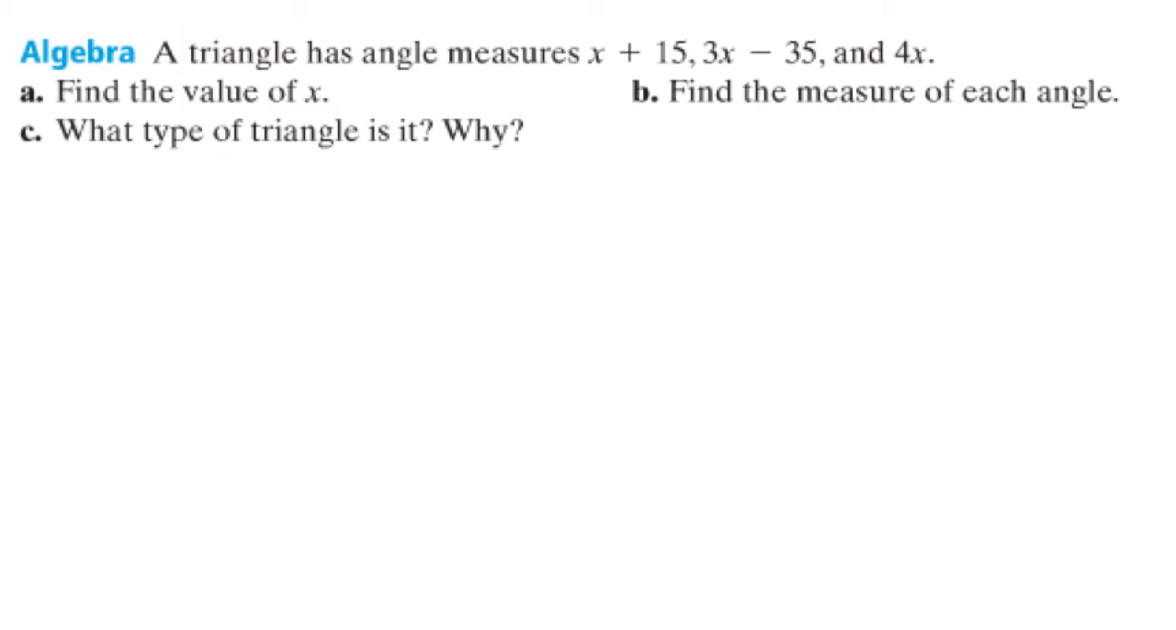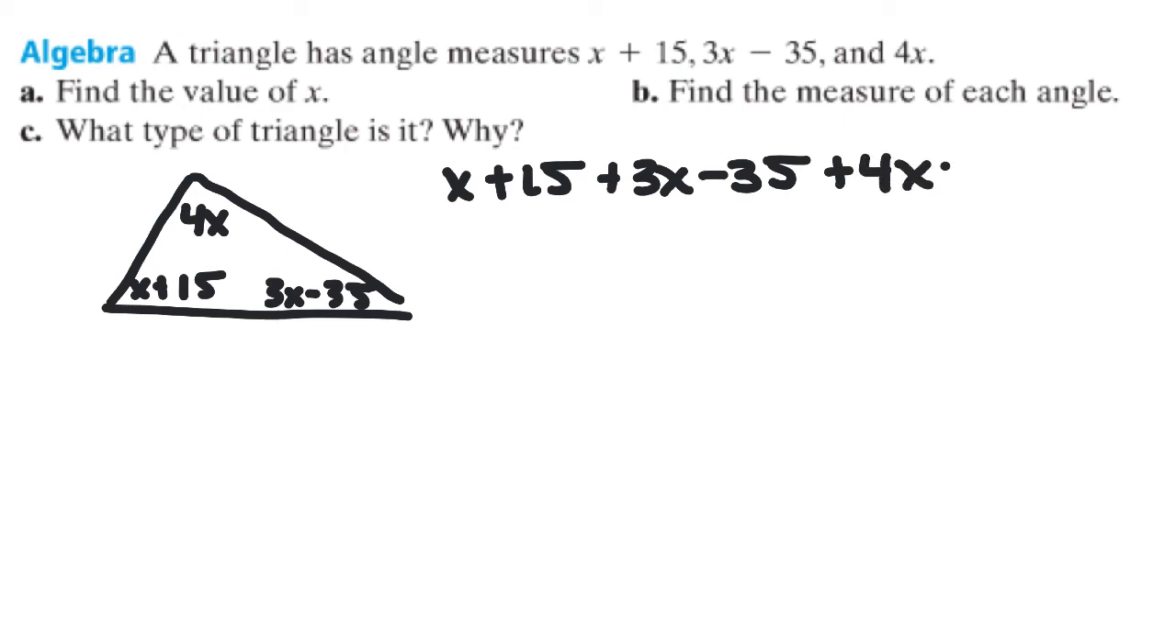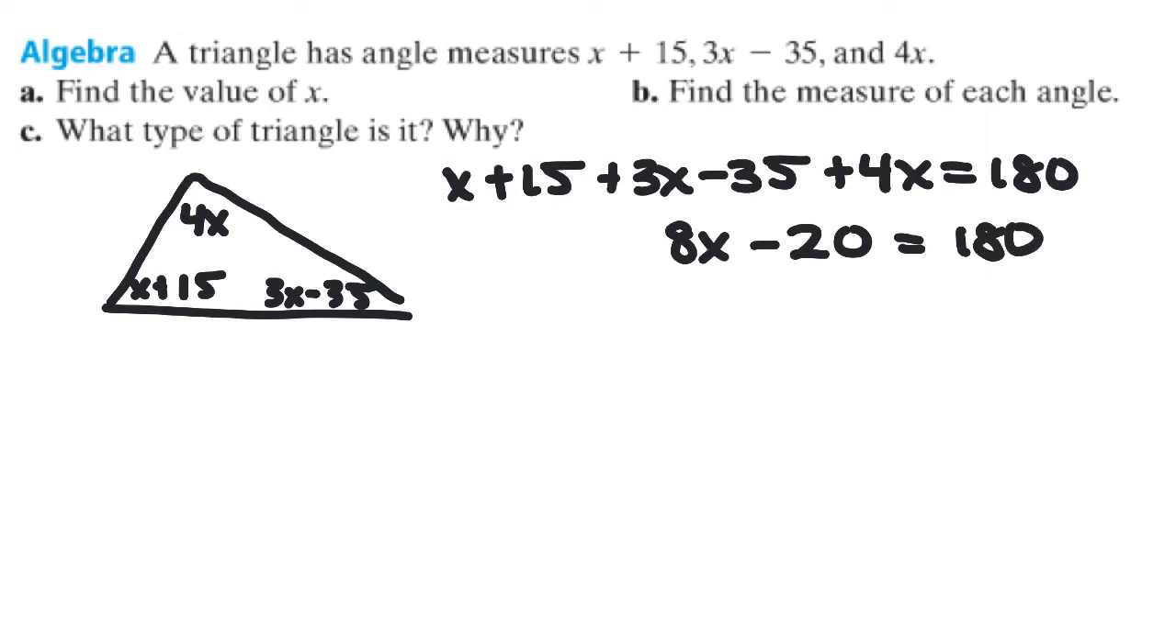In this next example, it says a triangle has angle measures of x plus 15, 3x minus 35, and 4x. Find the value of x. Now, if I start by drawing a picture, I'm going to label my angles. So I have x plus 15, 3x minus 35, and 4x. So I could say x plus 15 plus 3x minus 35 plus 4x should all add to 180. So when I combine like terms, I'll get 8x minus 20 is 180. And when I solve, I'll have 8x is equal to 200. So x is equal to 25.